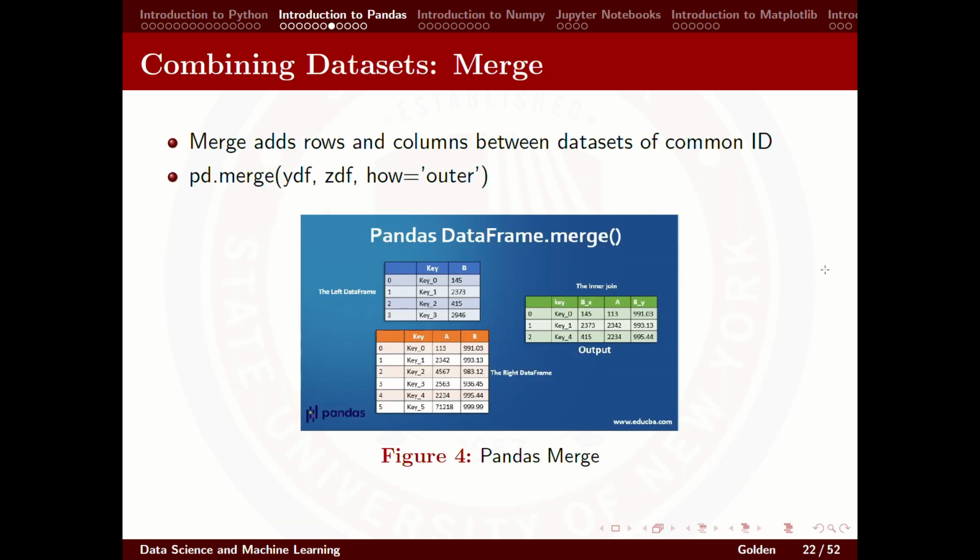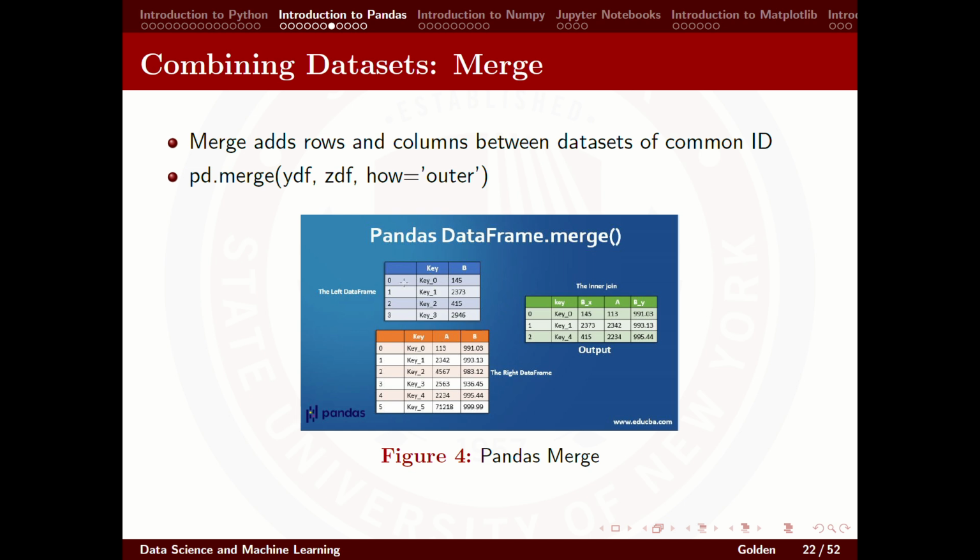You can also merge. Merge adds rows and columns between data sets of common ID. So you can merge either on rows or on columns. You can also append, to add two data sets to each other.